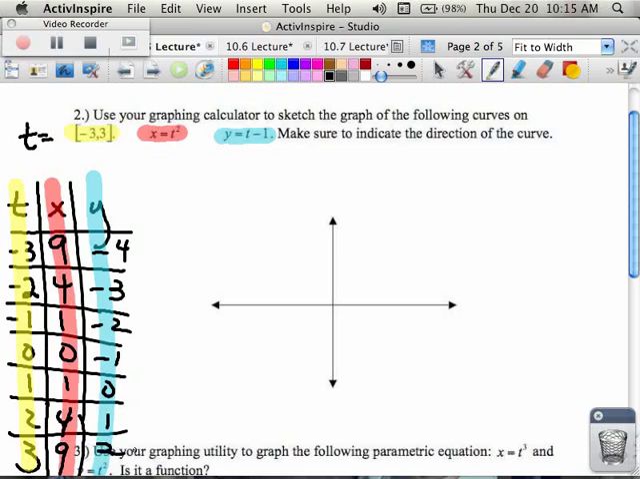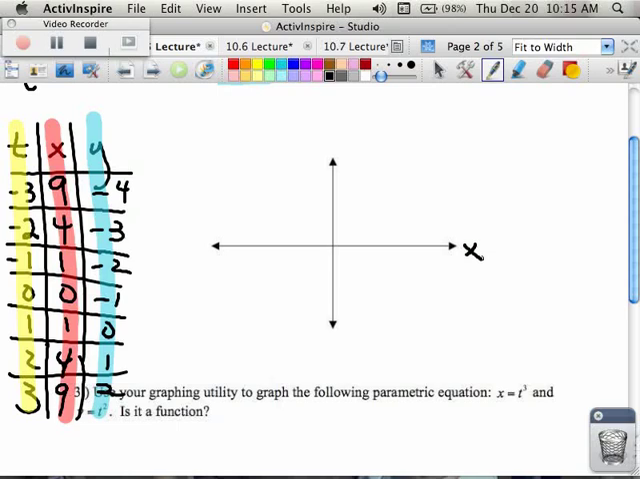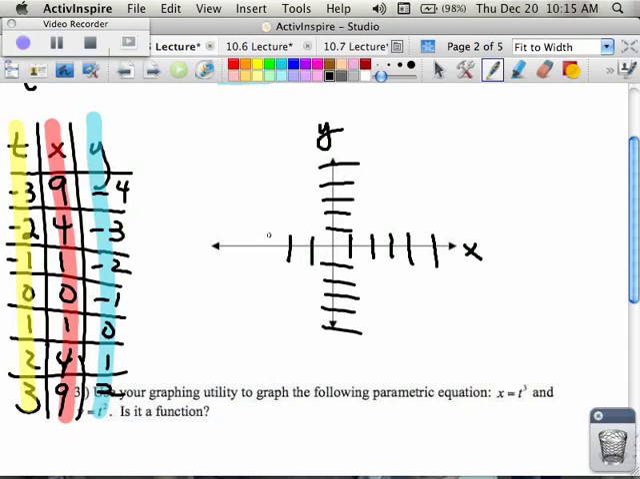Because the only reason I was using that yellow column, the parameter, the independent variable, was to generate the coordinates of x and y. So now I'm going to graph the coordinates of x and y. Here's my x-axis, here's my y-axis. 1, 2, 3, 4, 5. 1, 2, 3, 4, 5.